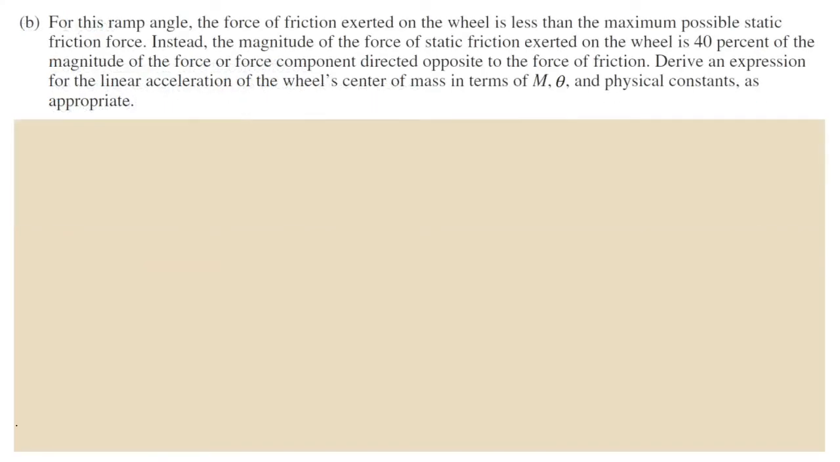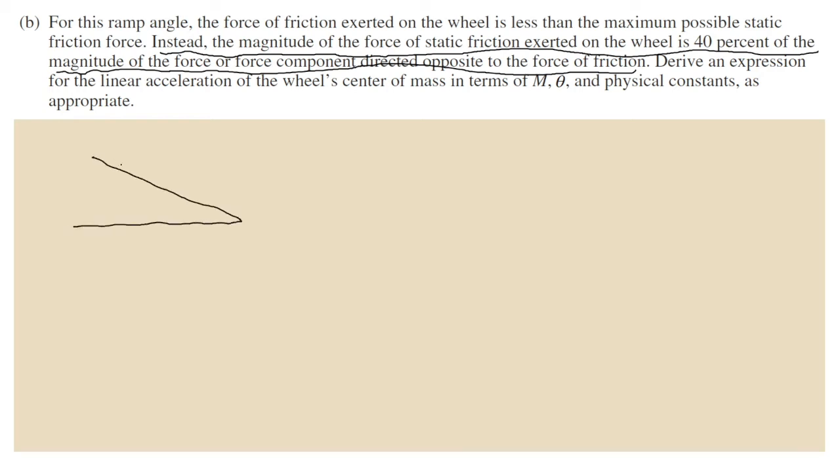All right, moving on to part B, the best part of this question, in my opinion. It says, for this ramp angle, the force of friction exerted on the wheel is less than the maximum possible static friction force. Instead, the magnitude of the force of static friction exerted on the wheel is 40% of the magnitude of the force or force component directed opposite the force of friction. That's so important, I'm going to say it again. Instead, the magnitude of the force of static friction exerted on the wheel is 40% of the magnitude of the force or force component directed opposite to the force of friction. The question says to derive an expression for the linear acceleration of the wheel center of mass in terms of m, theta, and physical constants as appropriate.